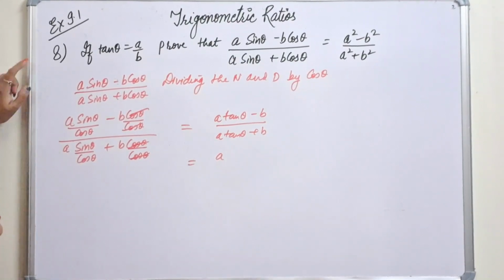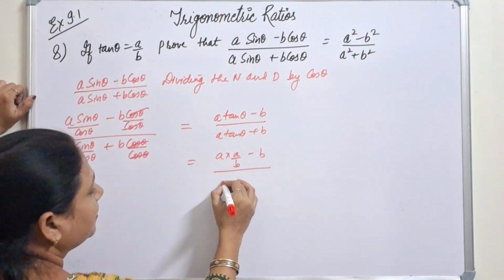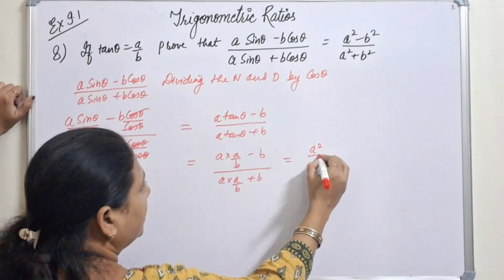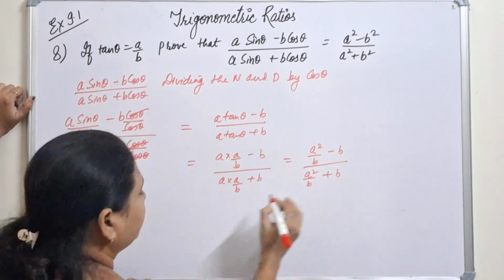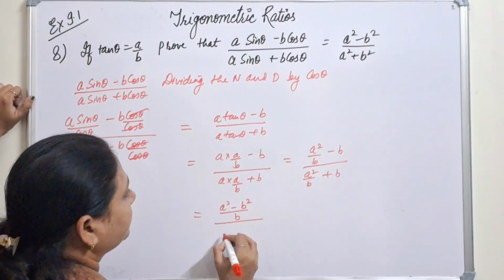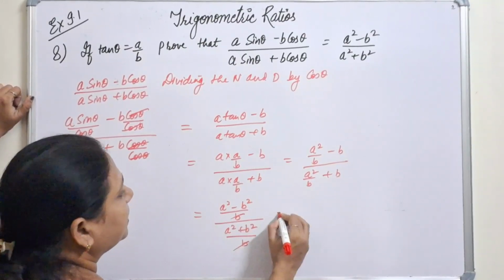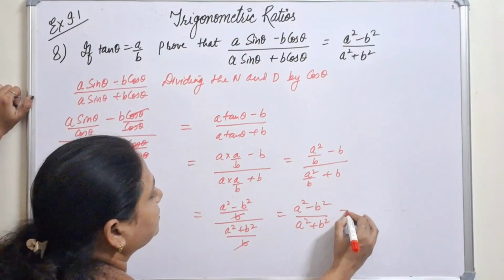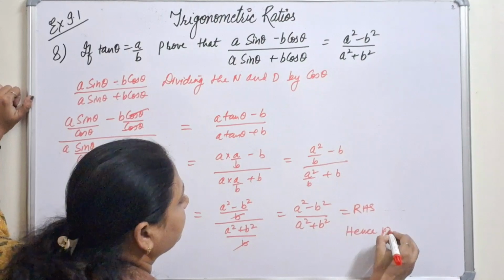Substitute the value of tan theta, that is a upon b: minus b upon a into a upon b plus b. A square upon b minus b, a square upon b plus b. A square minus b square after taking LCM, here a square plus b square upon b. This b will be cancelled. A square minus b square upon a square plus b square is equal to RHS, hence proved.